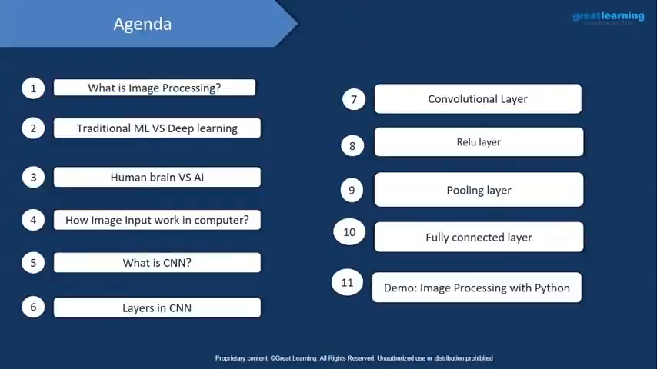Then we will have a look at how image input works in a computer. If I am a human being, I can see an image, but how can a computer see an image? We will look into that. Then we will have a look at what is CNN, the convolutional neural network, which comes under deep learning. Then we will look at a brief of CNN, how CNN works, and what layers we have in a convolutional neural network.